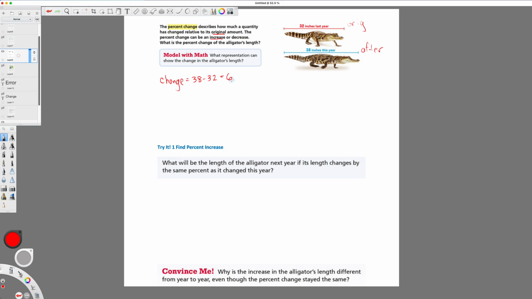Not a big deal. Now if it was a humongous alligator growing 6 inches, or a little bitty one growing 6 inches, those changes are not the same significance. So that's what percent change is all about. To get percent change, we can go about it different ways. I'm going to use a percent equation. So here's what I'm going to do. I'm going to use percent change times the original equals the change.